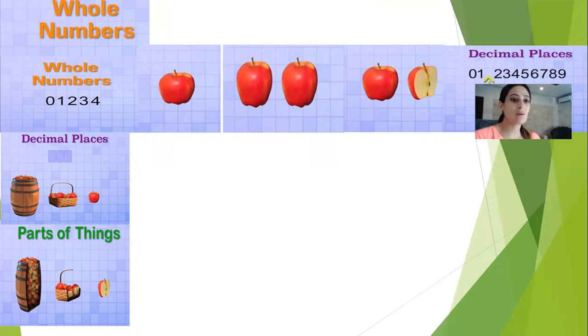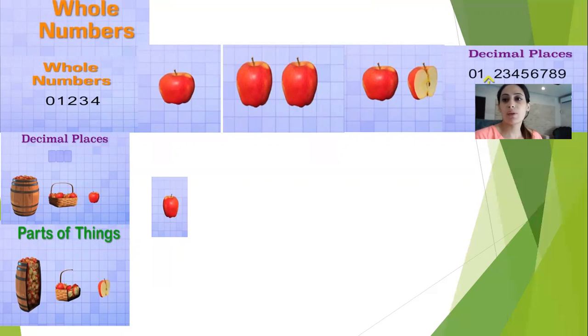Did you look at the picture? It is parts of things. So decimal, it is parts of things. Okay, this is so important. So I will give you a real example to show you what I'm explaining.